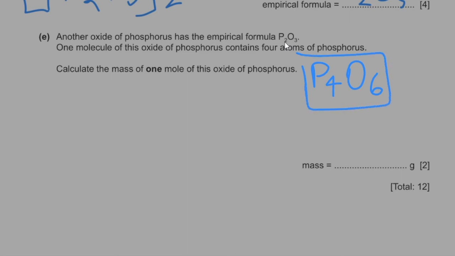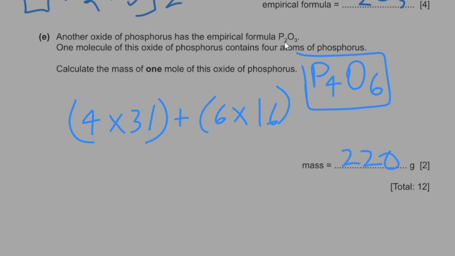Calculate the mass of 1 mole of this oxide of phosphorus. So simply multiply 4, which is the number of atoms of phosphorus, with its relative atomic mass, which is 31, and add the mass of oxygen as well. So we have 6 into its relative atomic mass, which is 16, and this gives the answer as 220 grams.